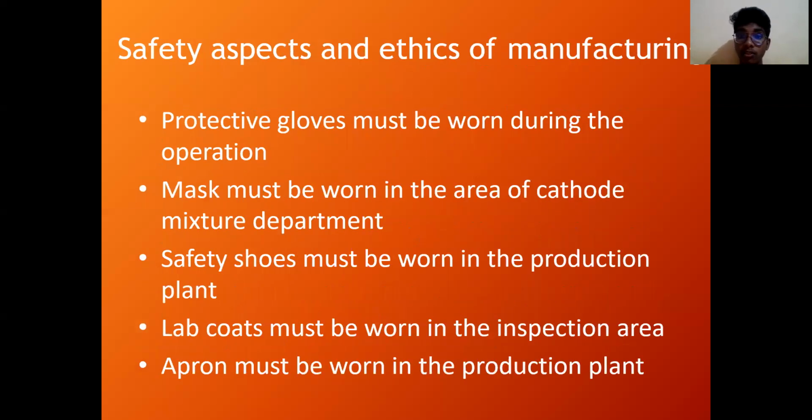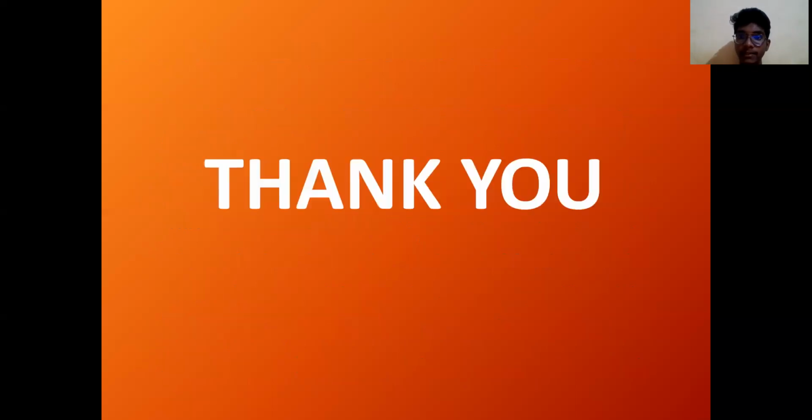Safety aspects and ethics of manufacturing. So when we are manufacturing a dry cell, we have to take some precautions. Protective gloves must be worn during the operation. A mask must be worn in the area of the cathode mixture department. Safety shoes must be worn in the production plant. Lab coats must be worn in the inspection area. An apron must be worn in the production plant.